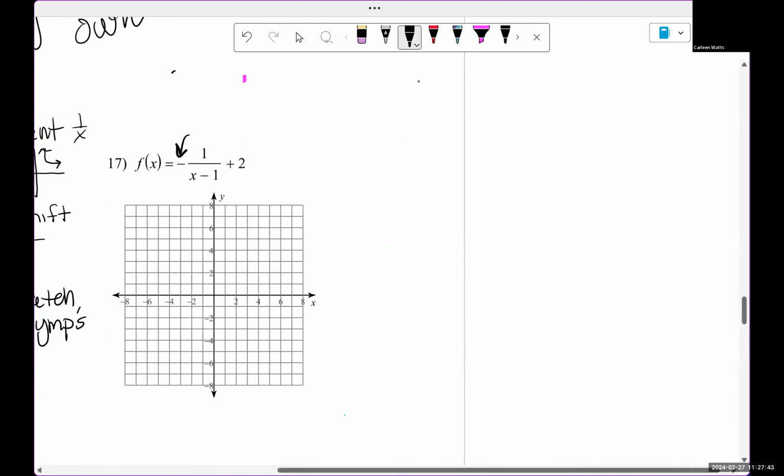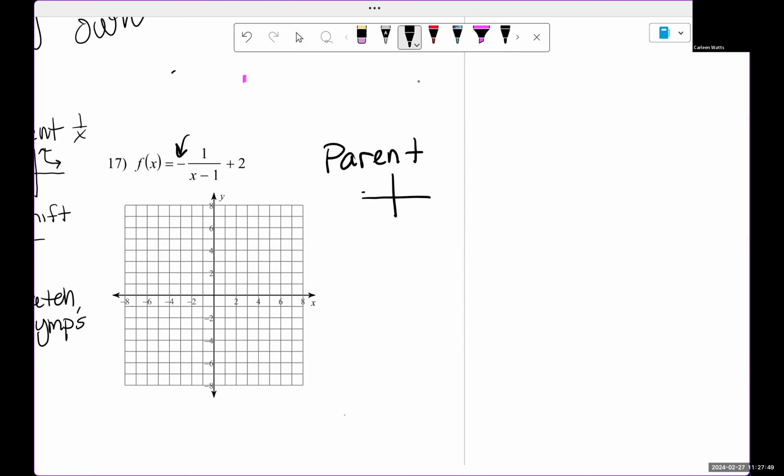It's a negative. So the parent is flipped. It's good to put that. Otherwise, you get to the end. I personally forget to flip it. Okay, so we write the parent, so we remember to flip it. Shift.